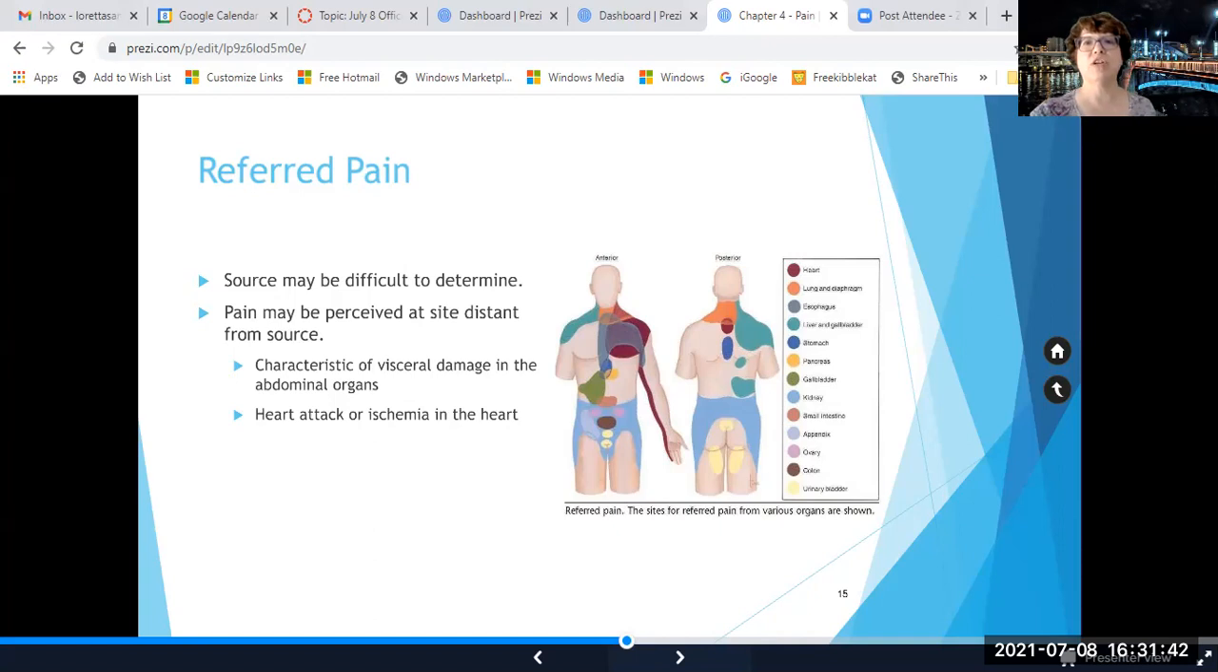This little chart sort of shows areas in the body where you get typical pain referral from specific visceral organs.